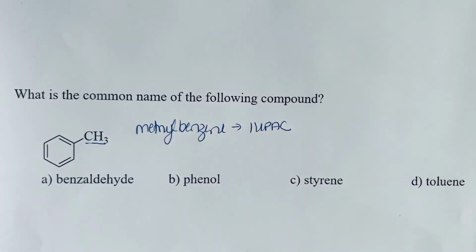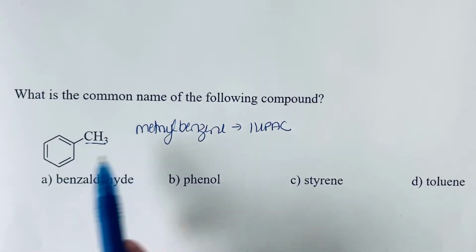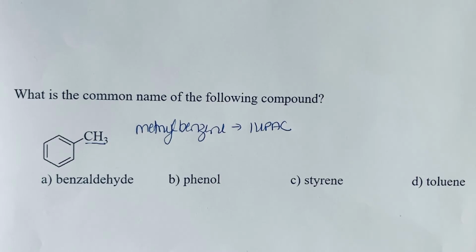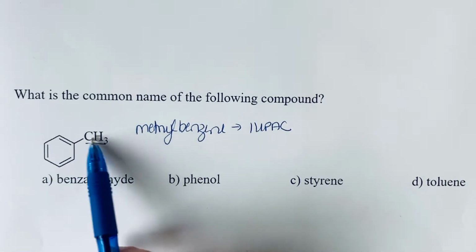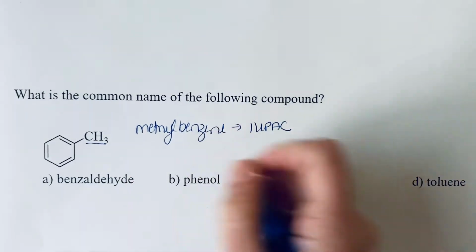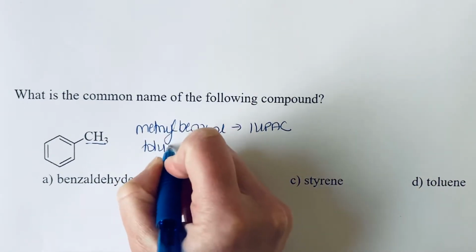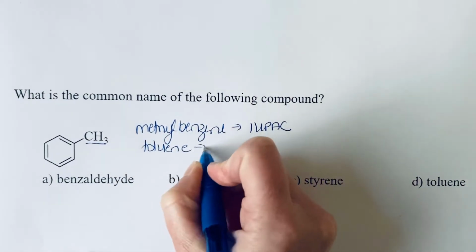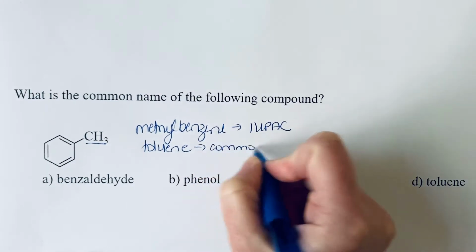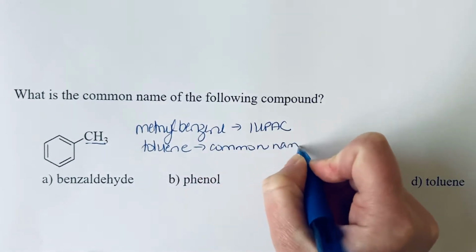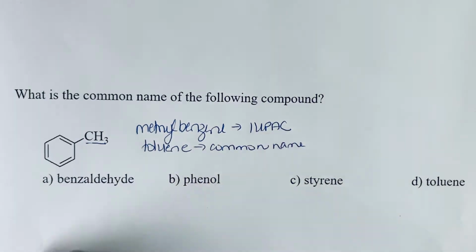And there are quite a few of these monosubstituted benzenes that have common names that are used all the time, and so we do need to memorize them. This one here, where you have just a methyl group attached to the benzene ring, the common name for this is toluene. You'll often see substituted toluenes named as substituted toluenes.